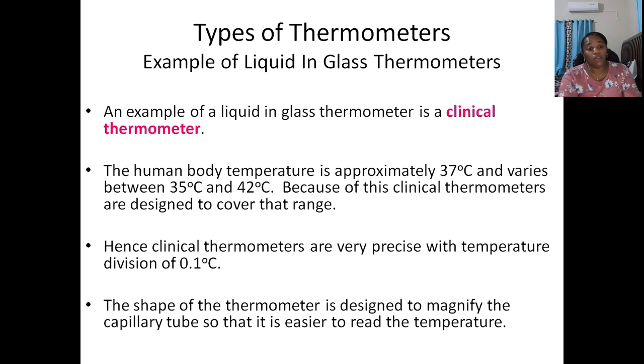Now, an example of a liquid in glass thermometer is the clinical thermometer. The human body temperature is approximately 37 degrees Celsius and varies between 35 and 42 degrees Celsius. Because of this, clinical thermometers are designed to cover just that range. Because if we go below 35 or beyond 42, guess what? We are dying. Hence, clinical thermometers are very precise with temperature divisions of 0.1 degrees Celsius. The shape of the thermometer is designed to magnify the capillary tube so that it is easier to read the temperature.